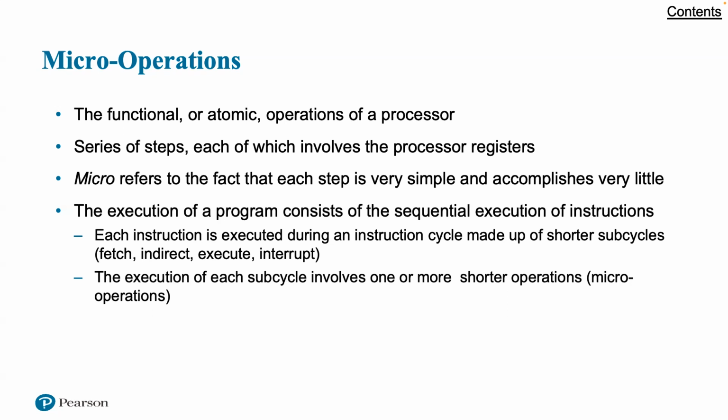In our discussion of pipelining in Chapter 16, we began to see that a further decomposition is possible. In fact, we will see that each of these smaller cycles involves a series of steps, each of which involves processor registers. We will refer to these steps as micro operations. The prefix micro refers to the fact that each step is very simple and accomplishes very little. So micro operations are the functional or atomic operations of a processor.